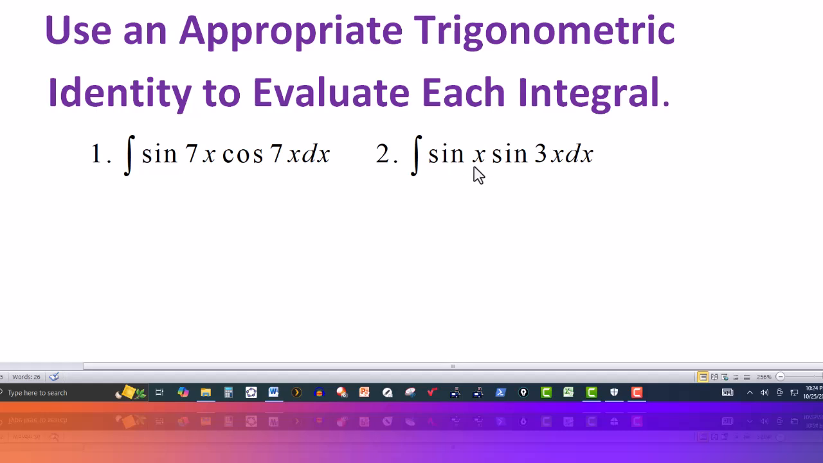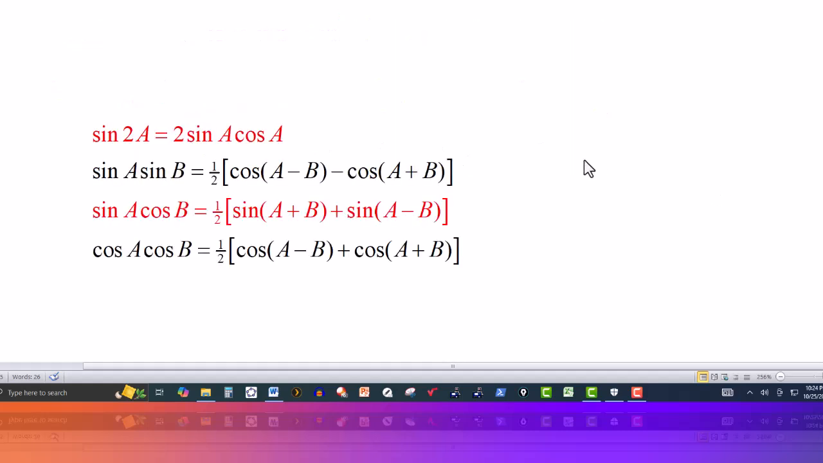Now for number 2, we can't do that because the angle is different. It's x and 3x. So that type of substitution won't work. But we do have some identities. Now the ones I'm going to use for these problems will be number 1. We know that the sine of twice an angle is equal to 2 multiplied by sine of a cosine of a. Breaks up that way.